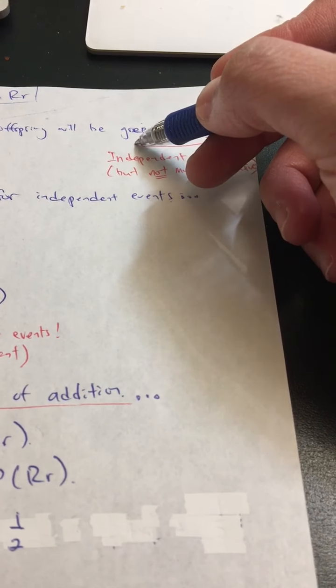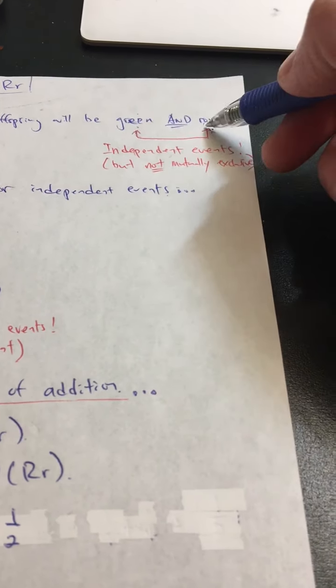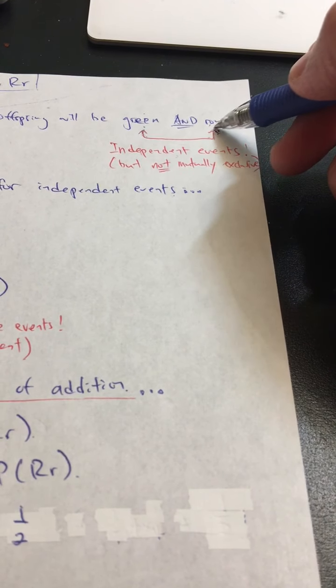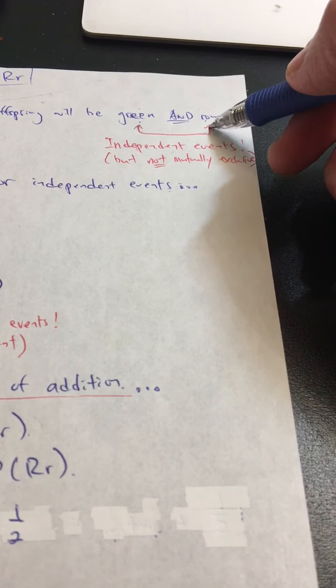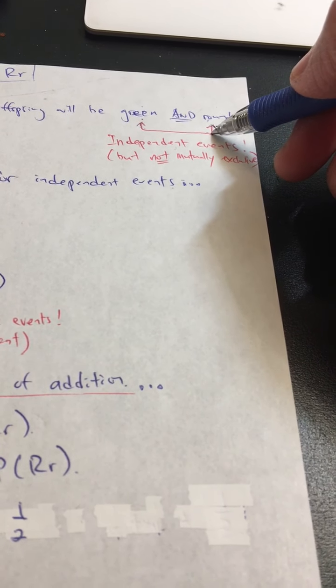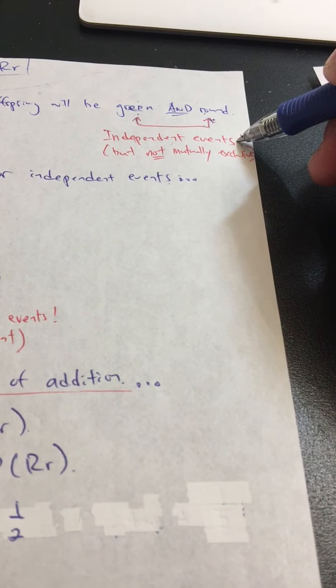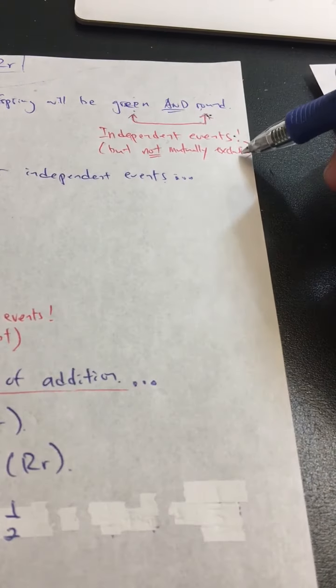So whether this gene is going to be inherited is a separate independent event from whether the pea plant will be round, or the peas will be round. That's what I mean by independent. Okay, but they are not mutually exclusive.